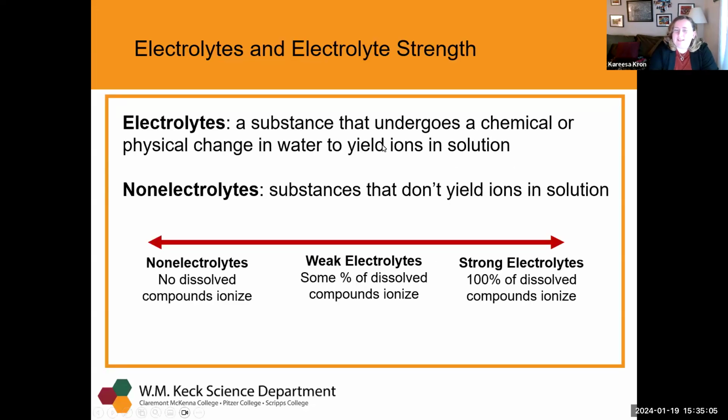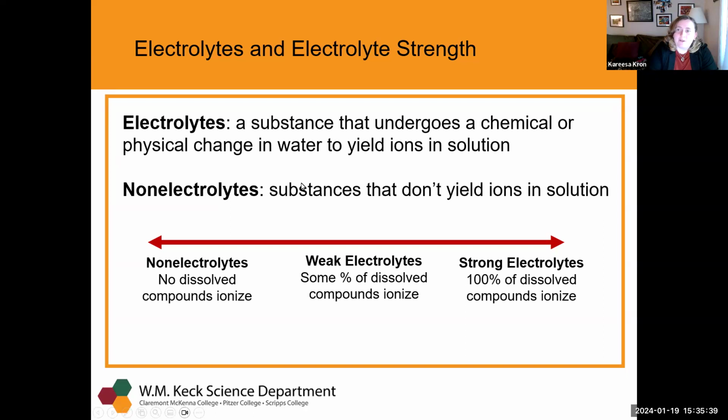An electrolyte is a substance that undergoes a chemical or physical change in water to yield ions in solution. And a non-electrolyte, or everything except this group, are substances that don't yield ions in water. So if I put sugar in water, if I put some glucose molecules in water, nothing happens besides that I have some sugar in water. So sugar is a non-electrolyte. It's not doing anything when I dissolve it.